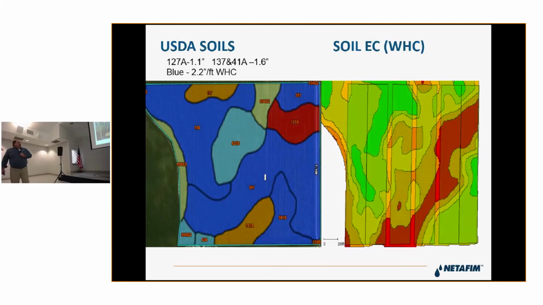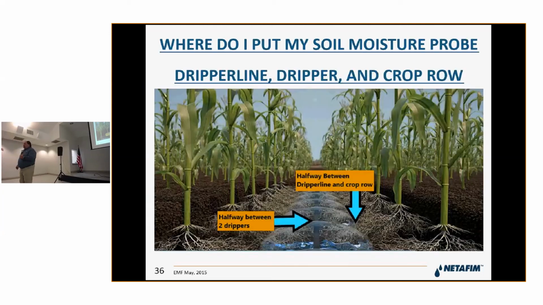So where do I put my soil moisture probe in reference to where the crop is, and in reference to where the dripper line is, and where the actual dripper is? If this is the bubble right here of water and nutrients, and this is the roots, where they intersect or where they meet is an ideal spot for my soil moisture probe. I want to see where that intersects. If I move my soil moisture probe right next to the dripper line, I would probably get a lot higher water levels.